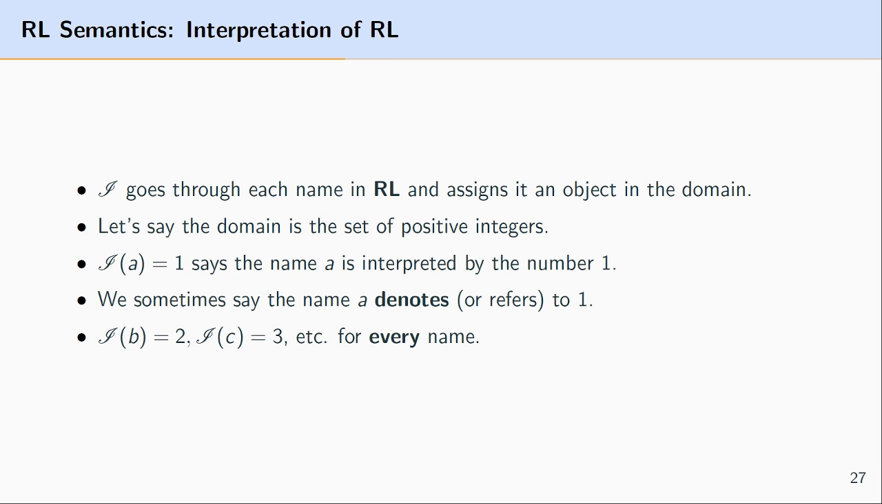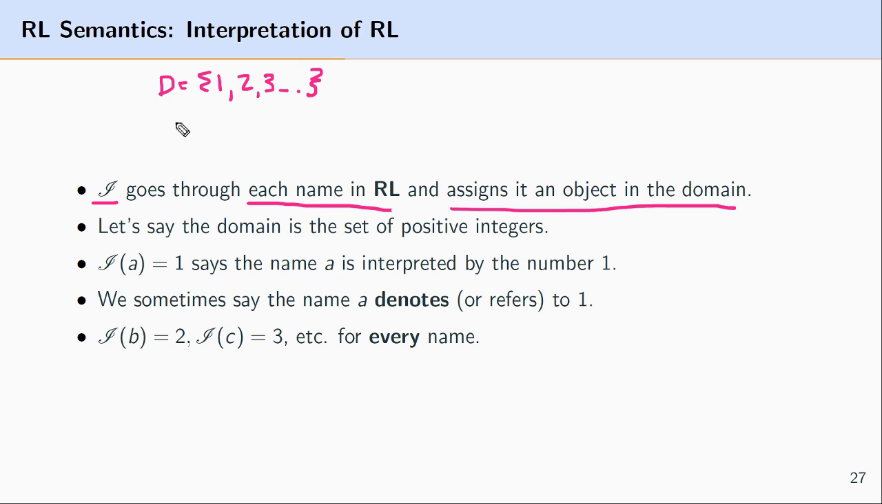Let's talk about the first function of the interpretation function. The idea here is that the interpretation function, which we designate as I, looks at each name in the language of predicate logic and then assigns it an object in the domain. So let's say our domain consists of a set of integers, 1, 2, 3, and so forth.